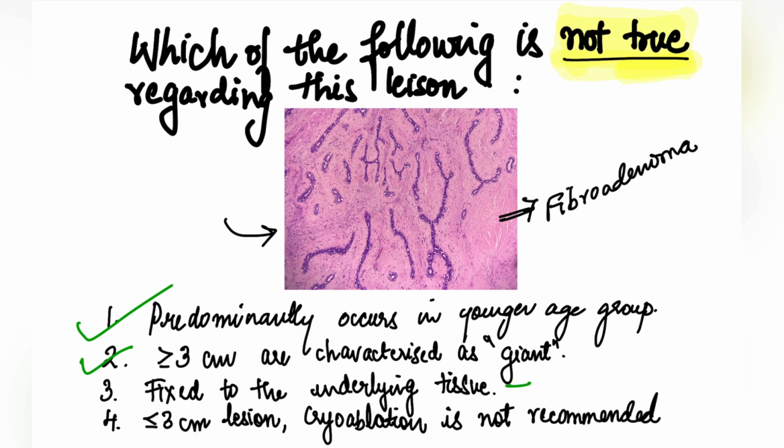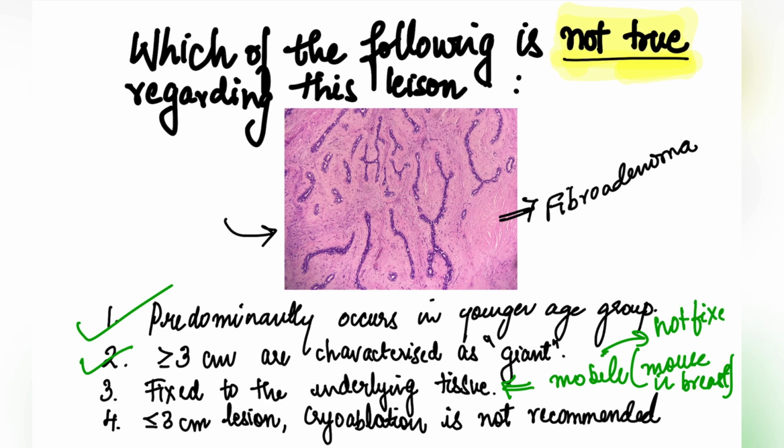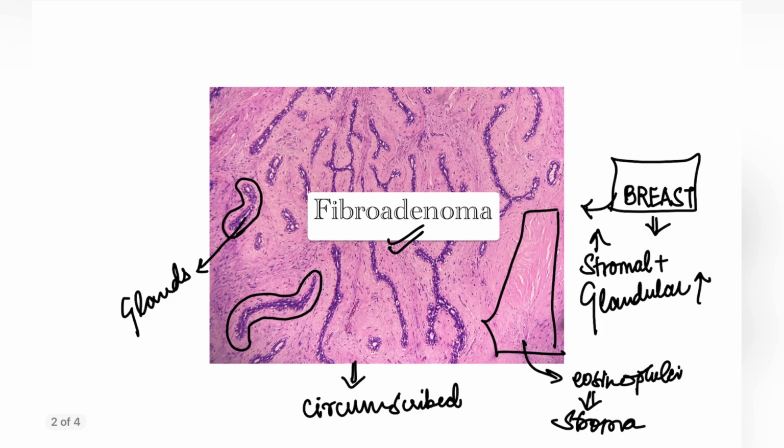Fixed to the underlying tissue. So this is one point that I forgot to say. They are usually mobile lumps, addressed as a mouse in the breast because of their feel, they're so mobile you cannot fix them. They are not fixed to the breast. So this is not true, and "less than 3 centimeter cryoablation is not recommended", again, this is also not true. So these two are false and these two are true. I hope you understood this small concept. Thank you.